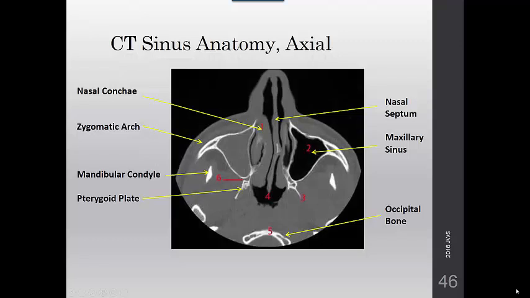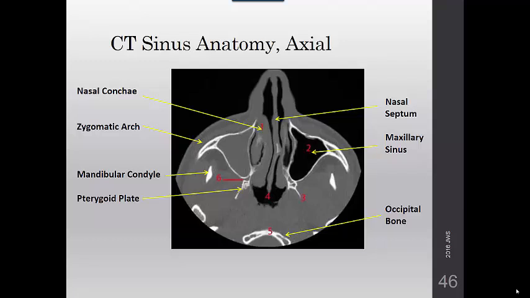Okay, let's look at the CT sinus anatomy. This is an axial image. Starting at the anterior portion of the image, we see the nasal bone, or actually the inferior nasal cartilage. The nasal septum is viewed and slightly deviated as it courses down posteriorly. And this could be because of the nasal concha beside the nasal septum on the left side that are inflamed.